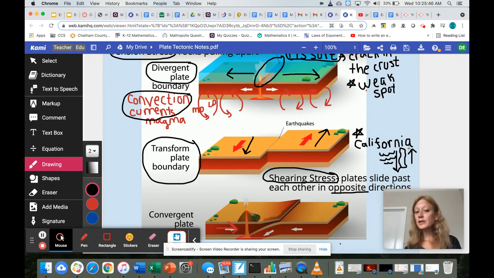Okay, any questions on the second type of plate boundary? All right, let's go to the third.